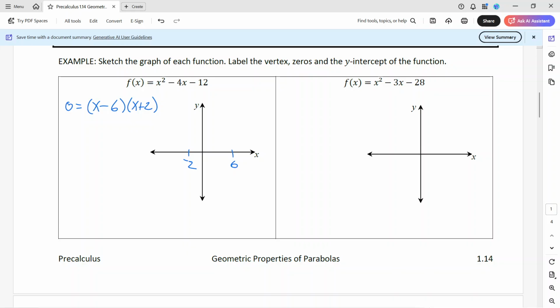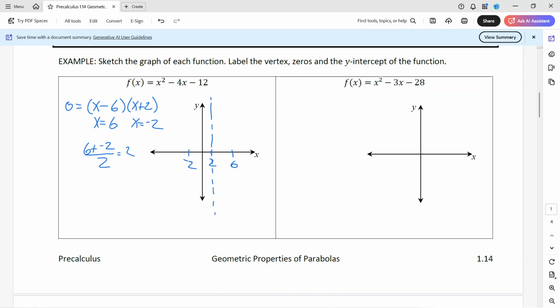Now, let's find the other information. Obviously here we have those two zeros at 6 and negative 2, but where's the midpoint? So let's add them up and divide by 2. So that would be 4 divided by 2 is 2. And just to note, that's 4 units to the right to get to 6, 4 units to the left to get to negative 2. The axis of symmetry is right there.